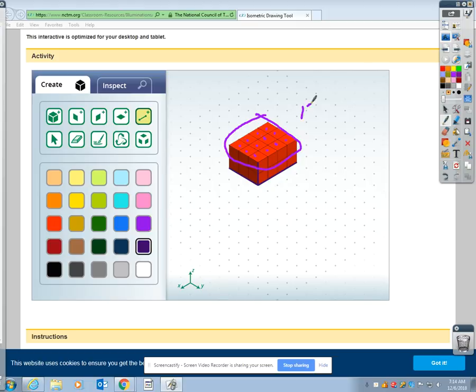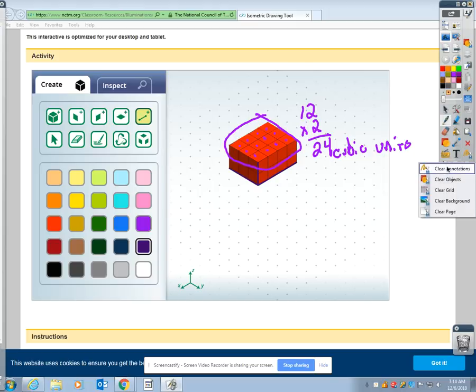1, 2, 3, 4, 5, 6, 7, 8, 9, 10, 11, 12. So the top layer has 12, but I know there's 2 layers. So if I do 12 times 2, that's going to give me 24 cubic units. There are 12 on the top layer, and there are 12 on the bottom layer. So again, you're basically counting cubes to help us figure out what these dimensions are.